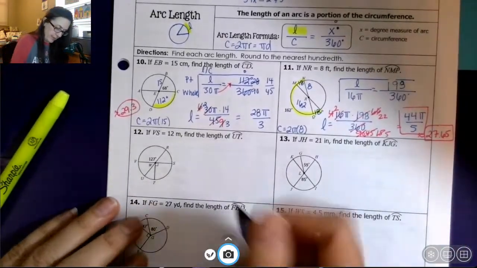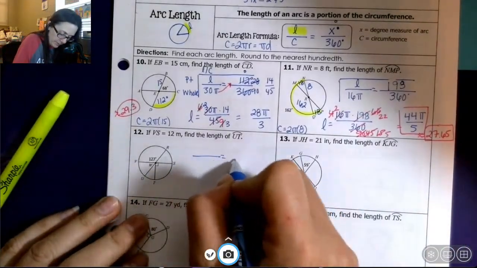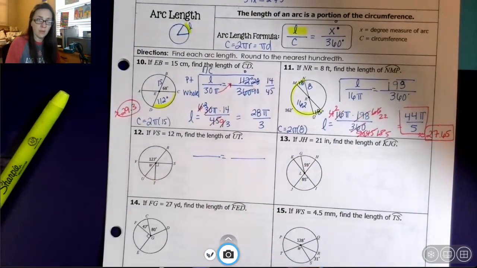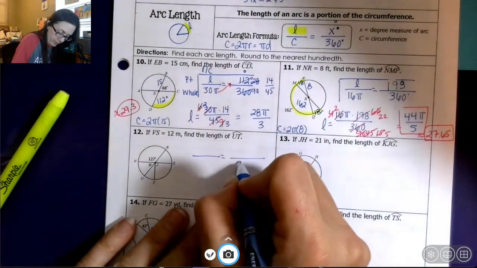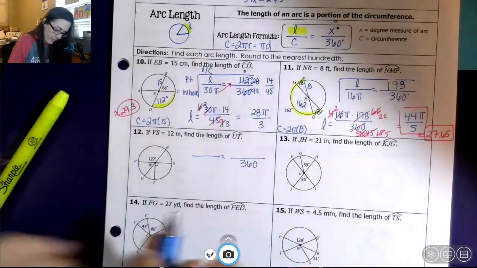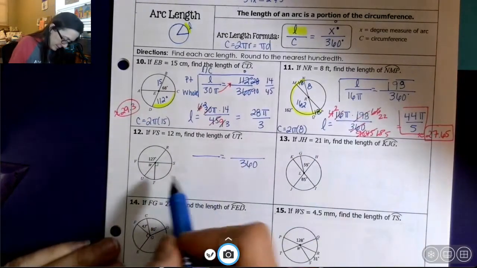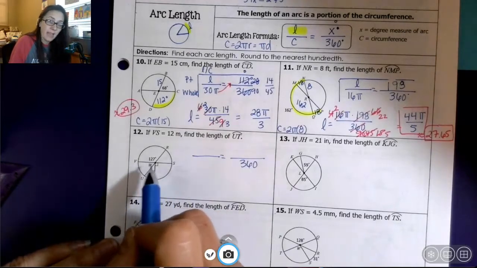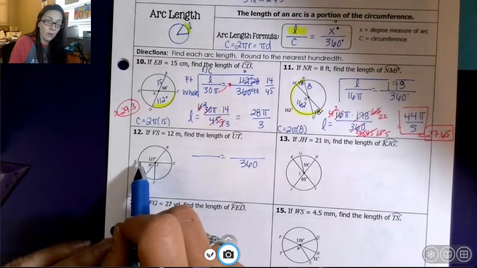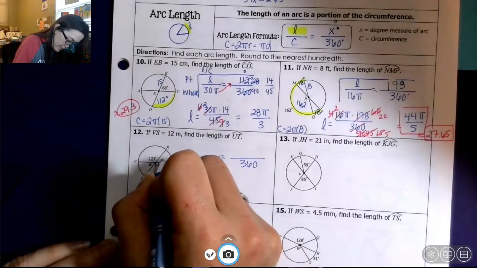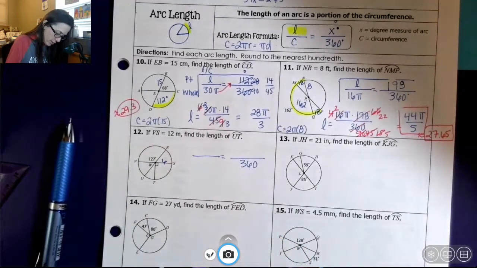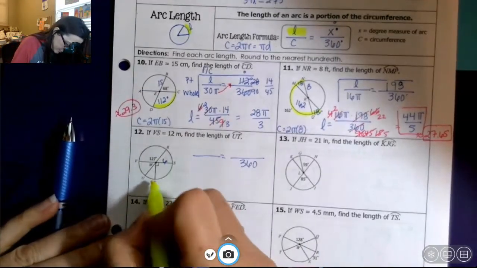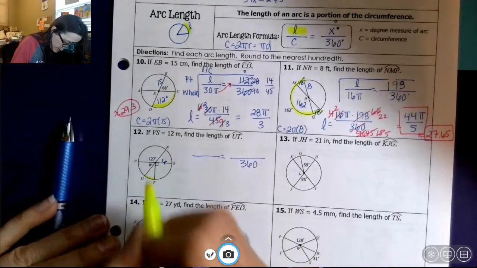Go ahead and see if you can set it up. Remember, every single time, no matter what, not going to change, you're going to put 360 down here. BS, the whole length is 12, which means what is half the length? What is the radius? The whole diameter is 12, the radius is going to be 6. I want UT. So this right here.